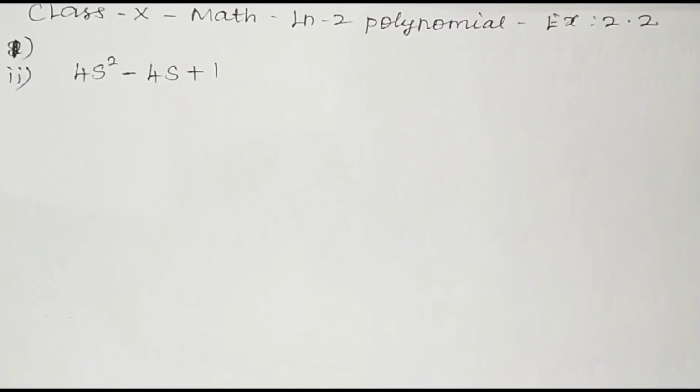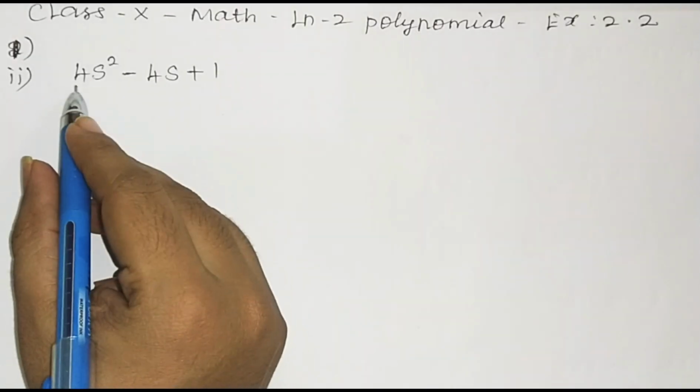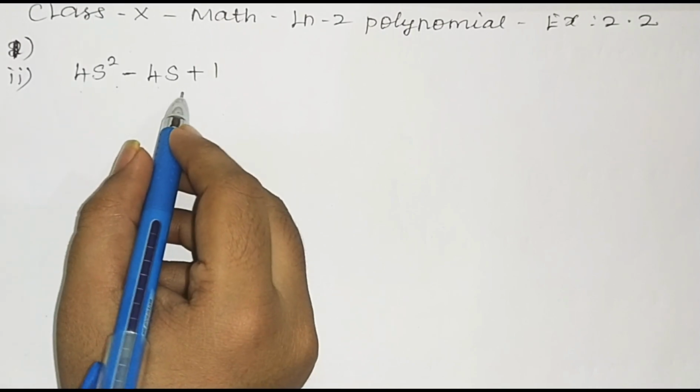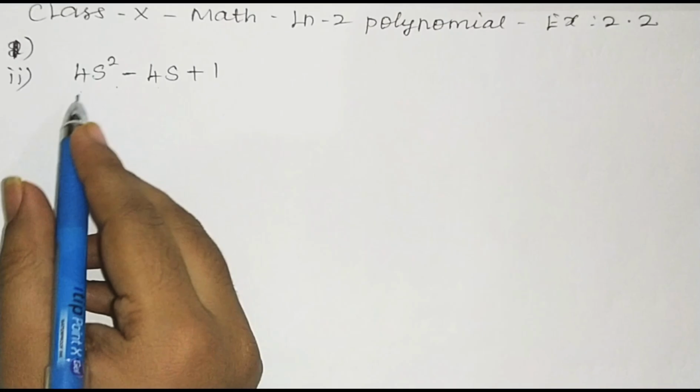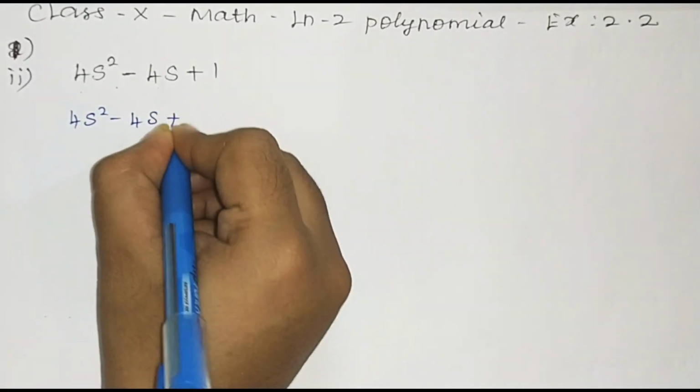Class 10 Maths, Lesson 2, Polynomials, Exercise 2.2. The question number 1, part 2. Here, what quadratic polynomial are they given? 4s square minus 4s plus 1. So now we can start to do the sum. Here the quadratic polynomial is 4s square minus 4s plus 1. So we can split 4s square minus 4s plus 1.